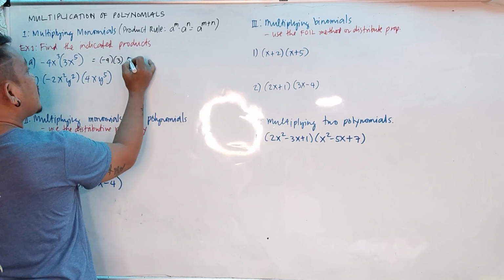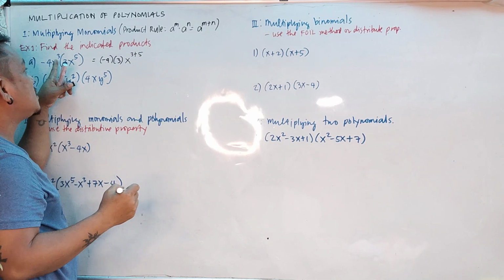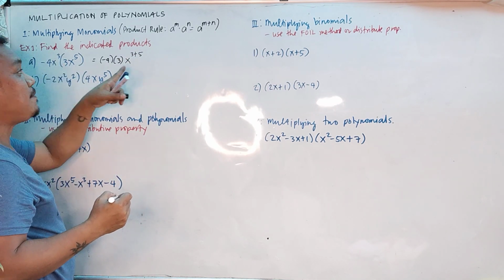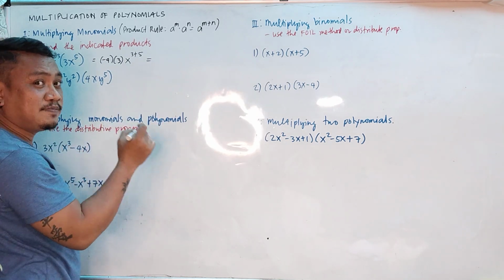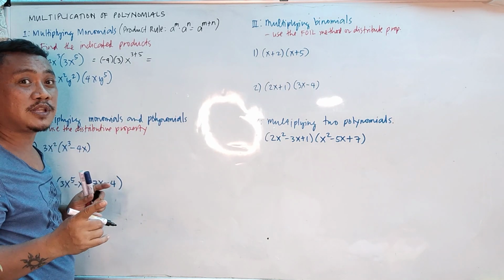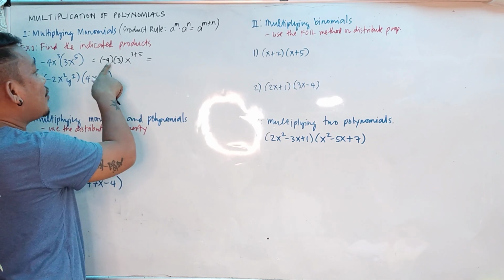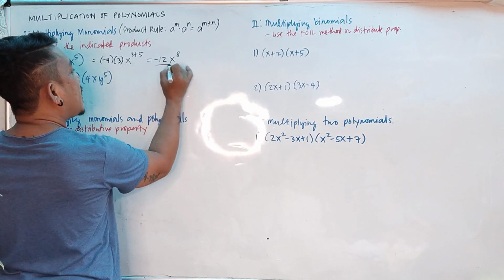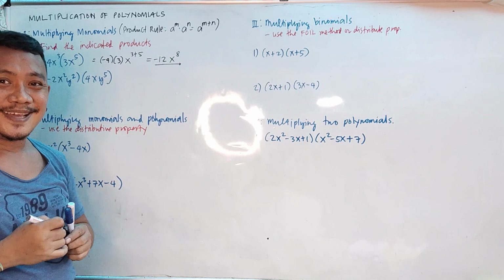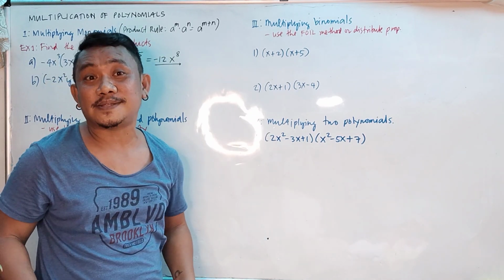You have negative 4 times 3. Then, according to the product rule, you will just add their exponent if they have the same basis. So, you just copy x, 3 plus 5. Then, simplify further. As I have said, you will just simply multiply the two numbers regardless of the sign. So, negative 4 times 3, you have negative 12x to the power of 8. That's it. Inala siya ka-simple class when you multiply two monomials.